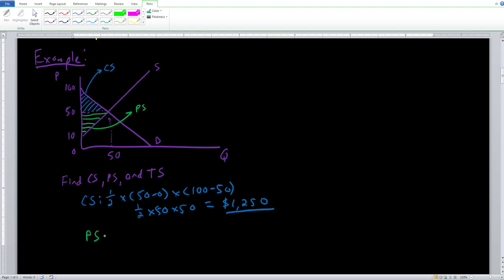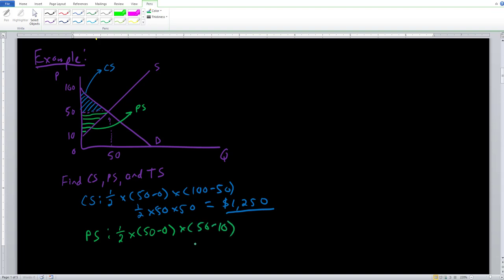Once again, we are dealing with a triangle. So we have a base, we have the height. Anytime we're in equilibrium, the bases are going to be the same. So 50 minus 0, and then the height is going to be 50 minus 10. Remember, it can be symmetric, but in this case, it's not symmetric. So once again, plug in those numbers: 1/2 times 50 minus 0 times 50 minus 10.